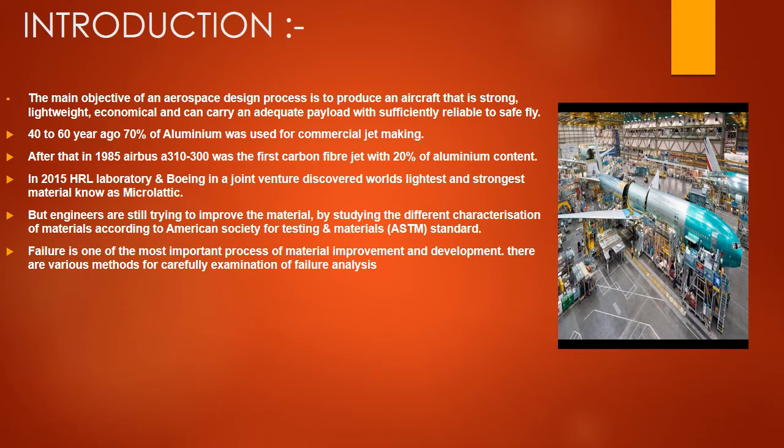Introduction. The main objective of an aerospace designing process is to produce an aircraft that is strong, lightweight, economical, and carries an adequate payload reliably enough to fly safely. 40 years ago, a commercial jet consisted of 70% aluminium, but as time passed, in 1985, the Airbus A310-300 was the first carbon fiber jet, which consisted of 20% aluminium. In 2015, HRL Laboratories in a joint venture with Boeing discovered the world's lightest and strongest material, known as microlattice, but this was only possible after the continuous characterization of material and its failure analysis.